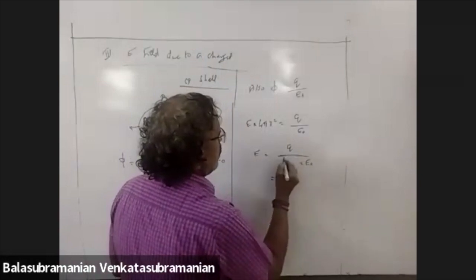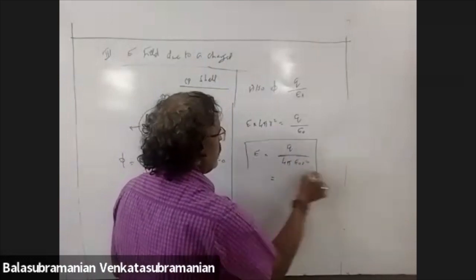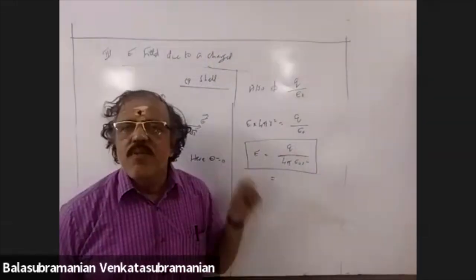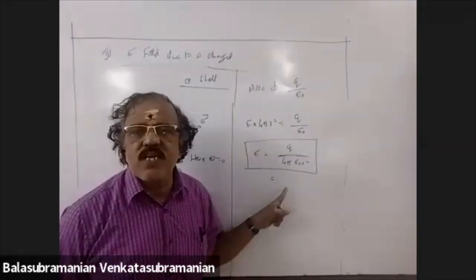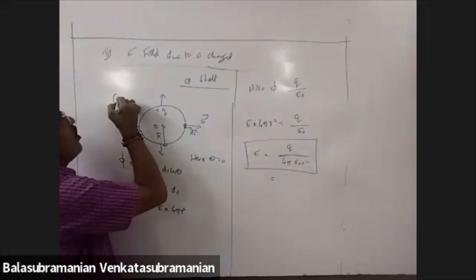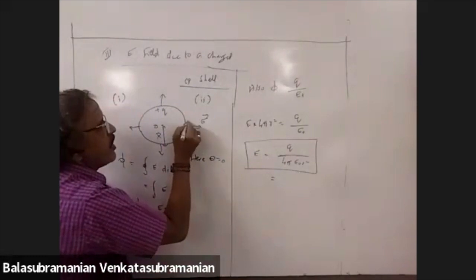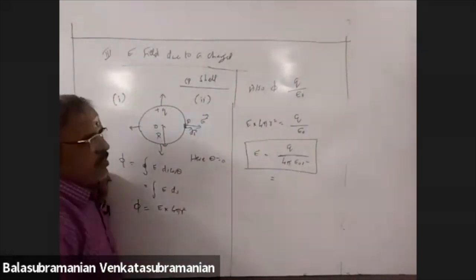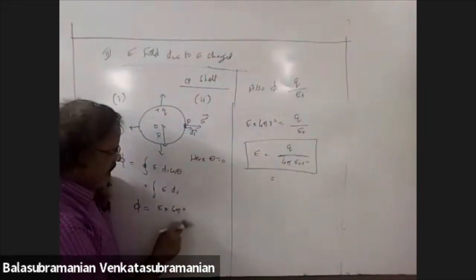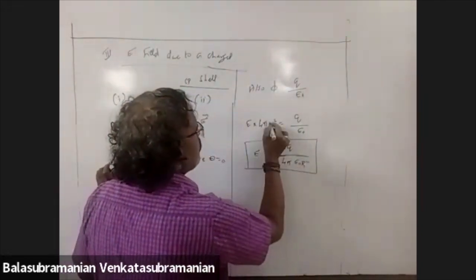So E is Q by 4 pi epsilon naught r square. This we already learned: the electric field due to a point charge is Q by 4 pi epsilon naught r square. Here we have three cases. First, a point P on the sphere. On the sphere means the distance is capital R, so you will get capital R square.